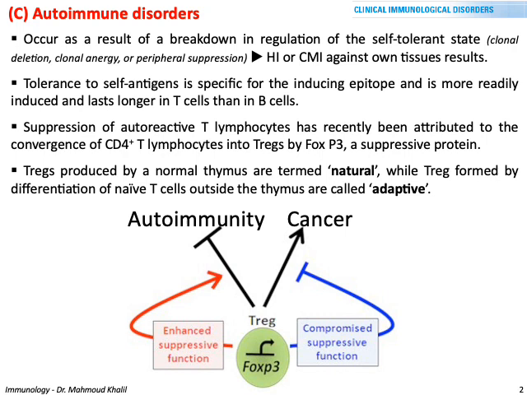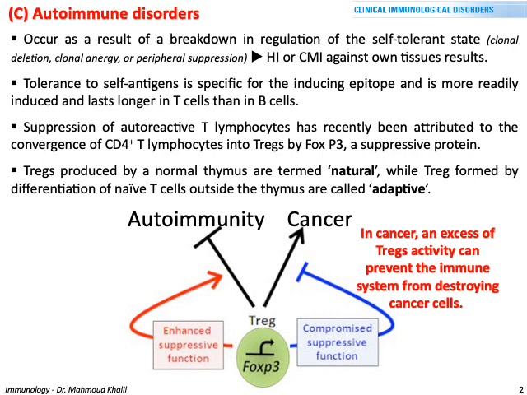We can see here from the sketch that when T regulatory cells increase in number, they will promote cancer. Why? Because in cancer, an excess of Treg activity can prevent the immune system from destroying cancer cells. So once they increase in number, they prevent the immune system from acting, and cancer will prevail. Compromising the suppressive function of the Treg will reverse the effect, and it is a strategy used to treat cancer. In the normal case, Tregs prevent autoimmunity by their suppressive function.